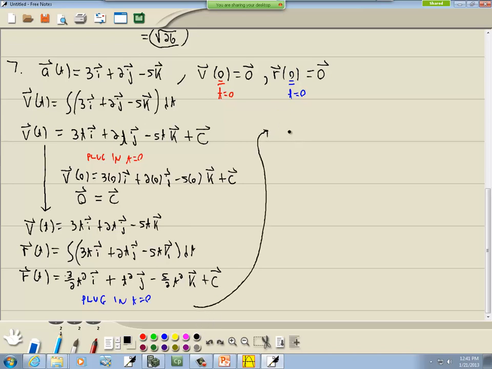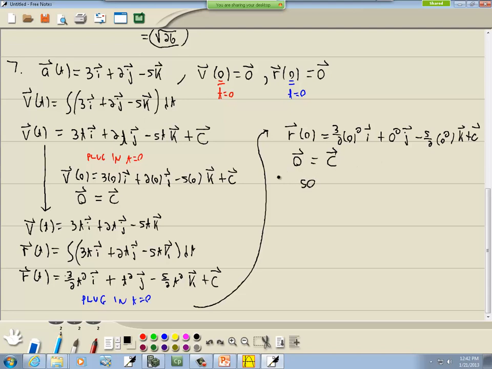Okay, so then we're going to get r of 0 is equal to 3/2 times 0 squared i plus 0 squared j minus 5/2 0 squared k plus our constant vector. Well, r of 0 up here we said was the 0 vector, so we can place a 0 vector. 0 squared is 0 times 3/2 is 0. That all drops away. All these zeros drop away, and we're left with the constant vector. So that says the constant vector is a 0 vector.